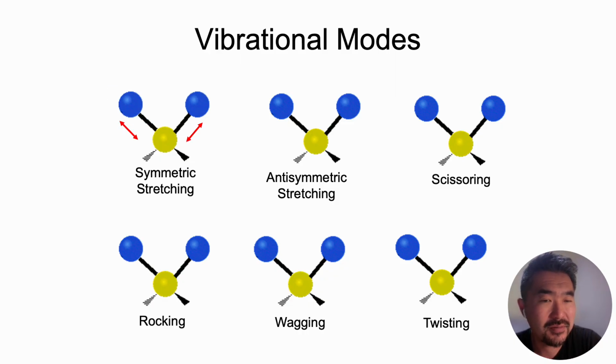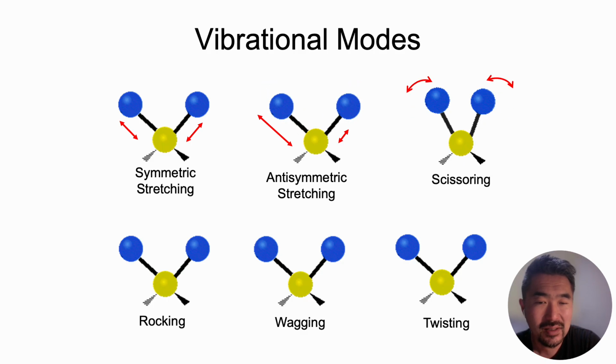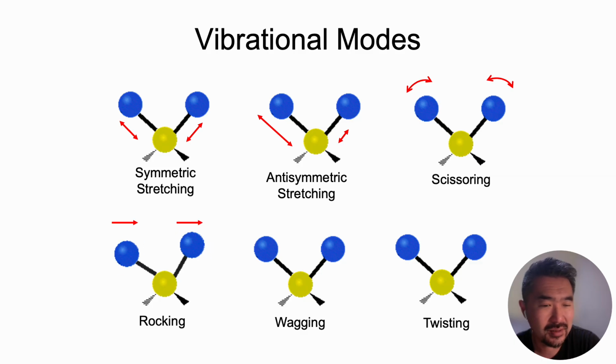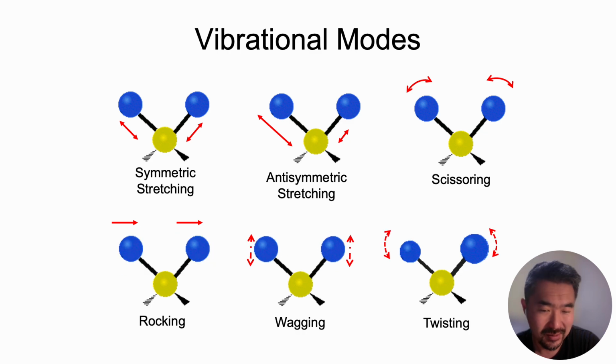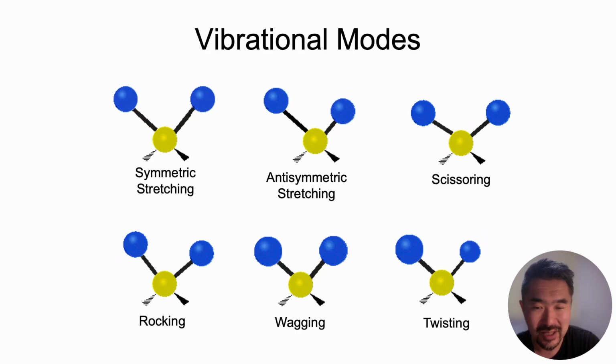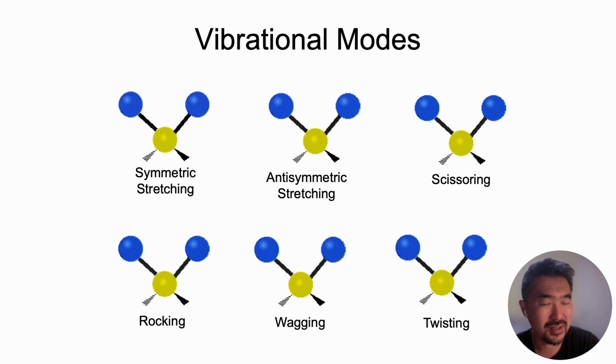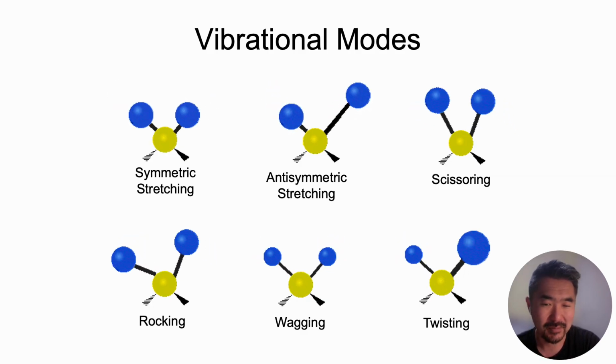And these are different types of vibrational modes that a molecule can have, whether it's symmetric stretching or anti-symmetric stretching, or they can also do other motions like scissoring, which is this type of motion, or rocking, wagging or twisting. It's almost like a demonstration of different dance moves. If you didn't know, molecules at any point are always using all these different dance moves all at the same time.